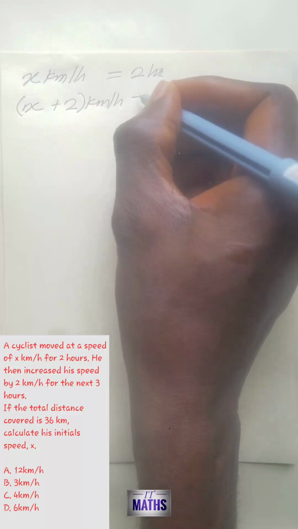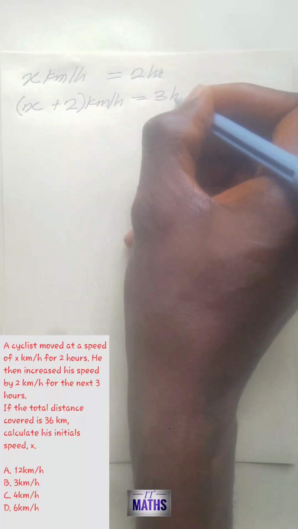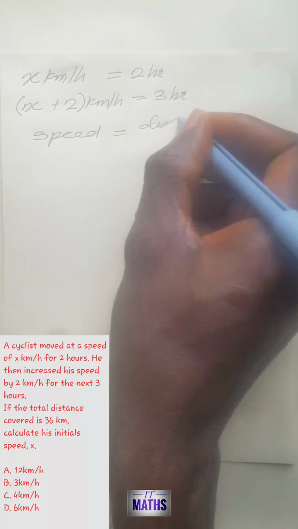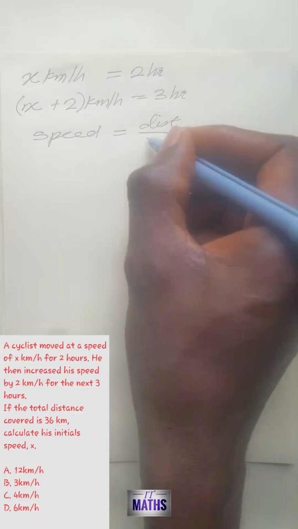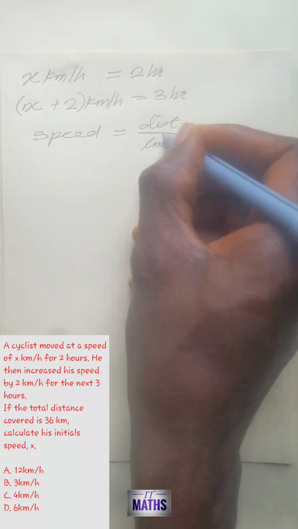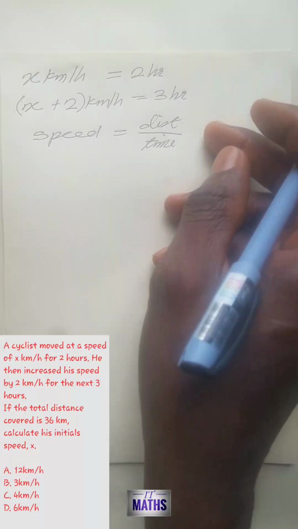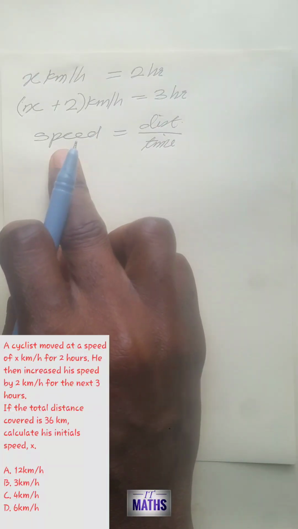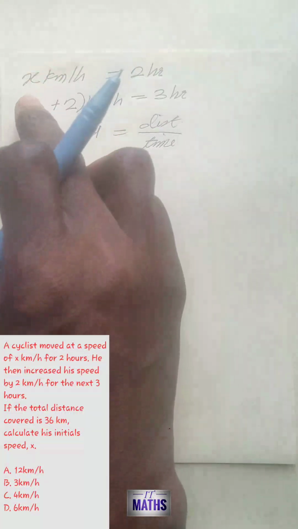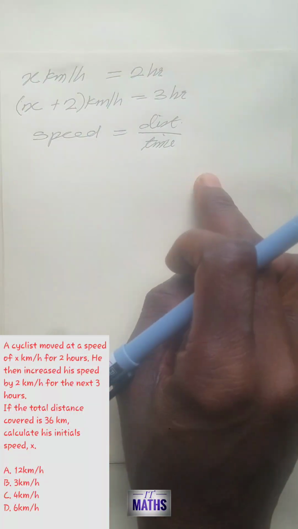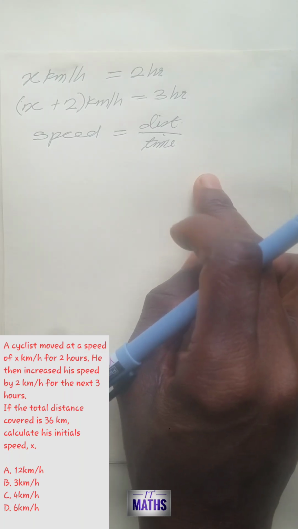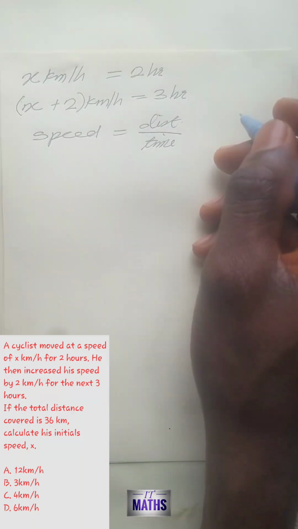And then he moved for how long? For 3 hours. What speed? Distance all over time, right? Now students make the mistake of thinking that to get average speed, all you need to do is add the first speed to the second speed and divide by 2.